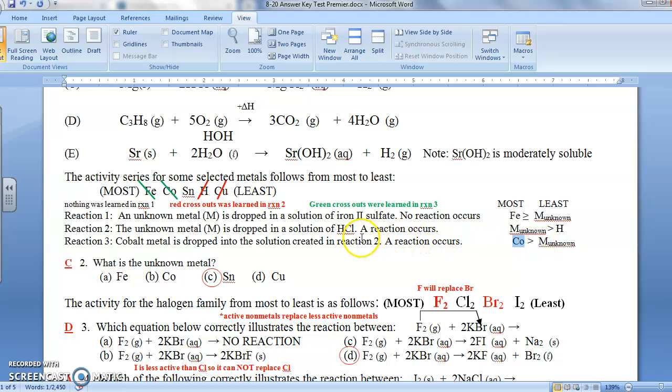Sorry for all of a sudden talking about iron. It wasn't involving iron. Our unknown metal was floating around in the solution created in reaction 2. They dropped cobalt in it. Cobalt replaces that metal. So what did we learn in reaction 3? That cobalt is more active than the unknown metal. Iron is more active than cobalt. So we now know that our unknown metal is tin, Sn. In reaction 2, we eliminated hydrogen and copper. In reaction 3, we eliminated cobalt and iron. That leaves us with tin.